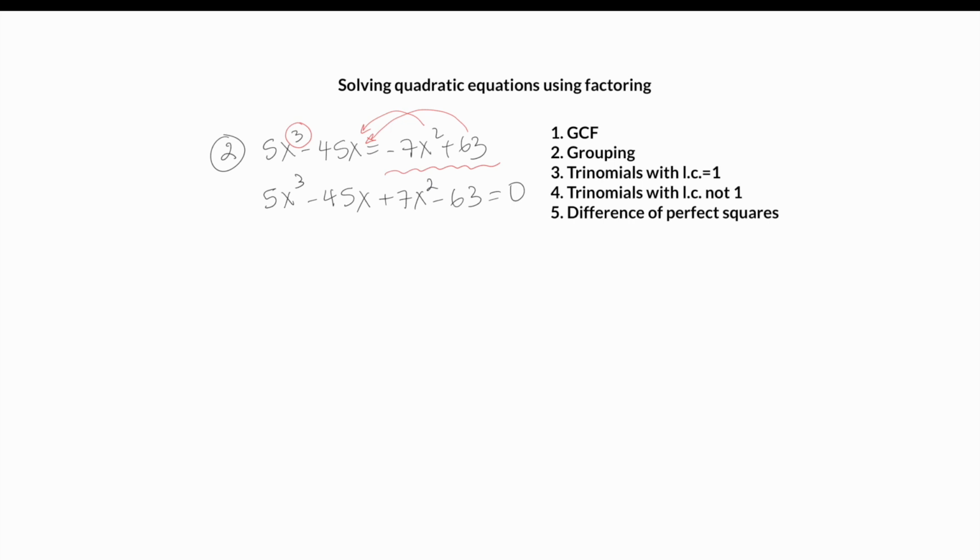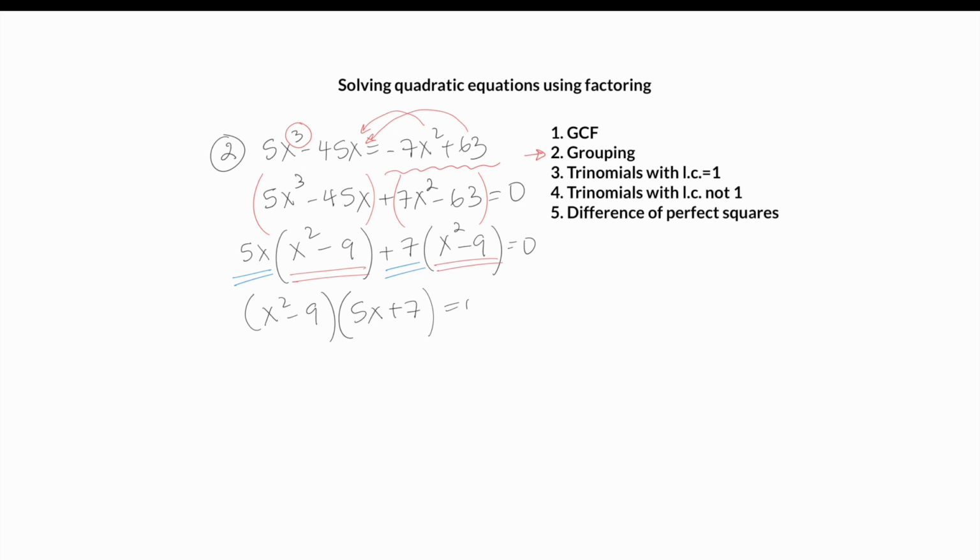Whenever you have 4 terms, the technique that comes to mind is grouping. So that's my number 2, and I'm going to try to factor by grouping. So from the first group, I will be taking out a 5 and an x, which leaves me with x squared minus 9. And then from the second group, I will be taking out a 7, which leaves me with x squared minus 9 equals 0. I'm noticing that x squared minus 9 are the same, so I will repeat x squared minus 9 in the front, and then everything that's not matching, 5x plus 7, will be in the second set of parentheses, still equal to 0.